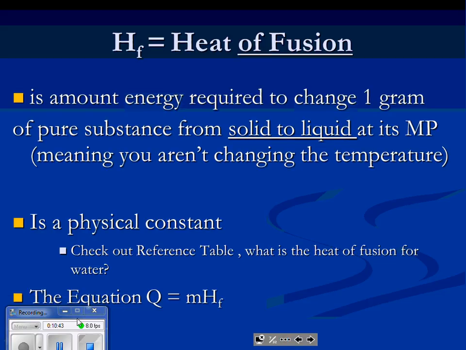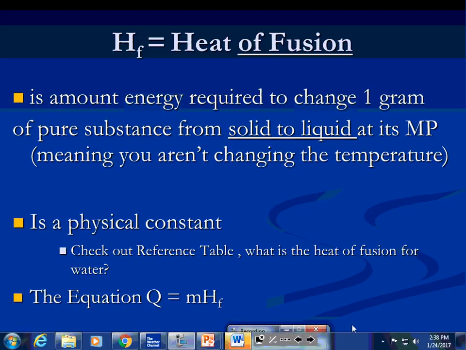Let me move these out of the way so you can see that a little bit better, okay? Heat of fusion is the amount of energy required to change 1 gram of a pure substance from a solid to a liquid at its melting point. Once again, we talked about this. You are not changing the temperature. That's where we have that plateau in Roman numeral number 2. Okay, so we're not changing the temperature. The heat of fusion is a physical constant. Okay, it is a physical constant.